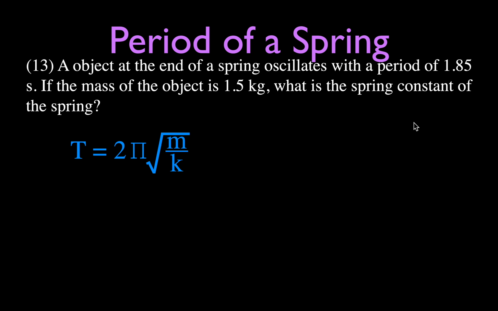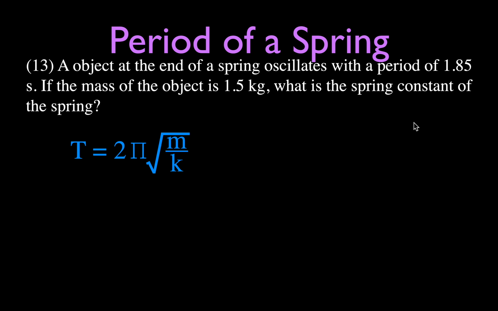Okay, we got one more spring problem, and in this one, it says an object at the end of a spring oscillates with a period of 1.85 seconds. The object on the end of the spring has a mass of 1.5 kilograms, and in this case, we want to know what is the spring constant.